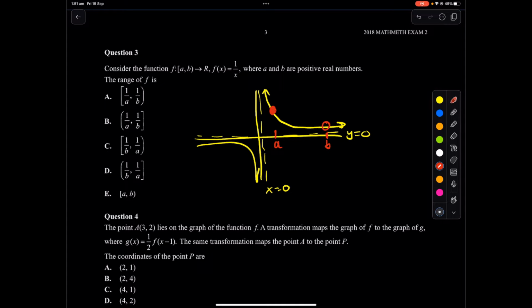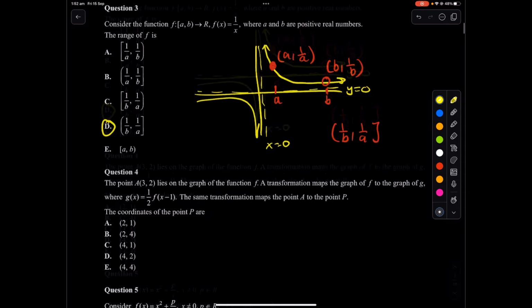And so the range is, so this is what? This is b, 1 on b, and here is a, 1 on a. So your range is open circle 1 over b, 1 over a, closed circle. So question 3 looks like D is your answer.